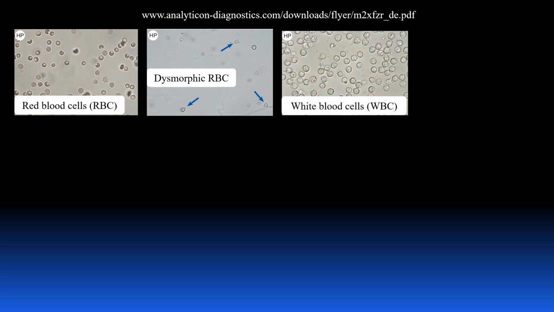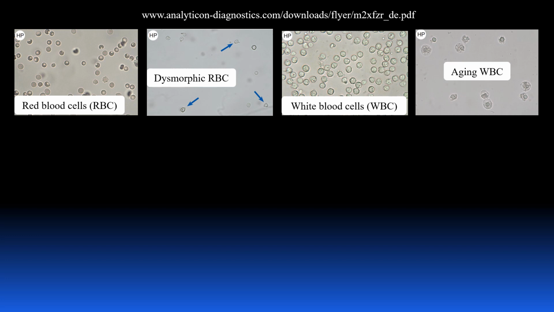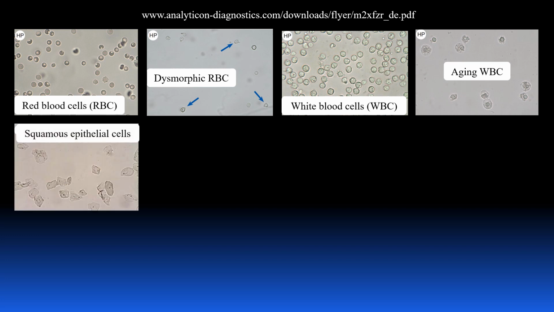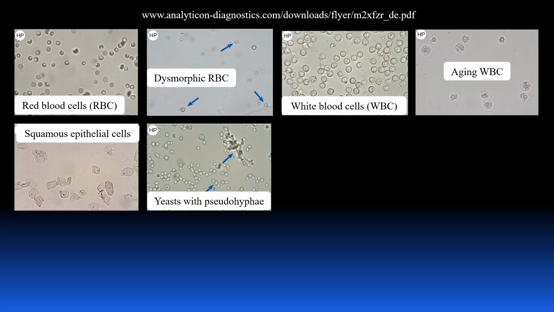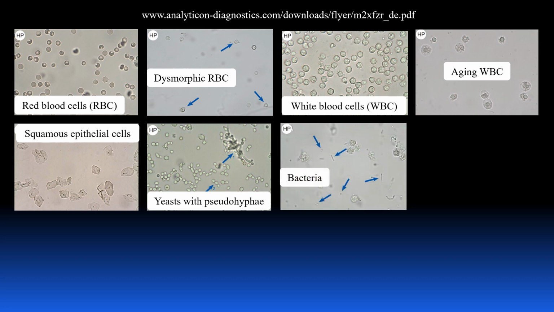White blood cells, which are round to oval shape with granulated cytoplasm and segmented nuclei. Aging white blood cells, which are larger and appear swollen. Squamous epithelial cells, which are thin, flat cells. Yeasts and pseudohyphae. Bacteria, rod-shaped or coccoid, seen as single organism, chains, or in groups.